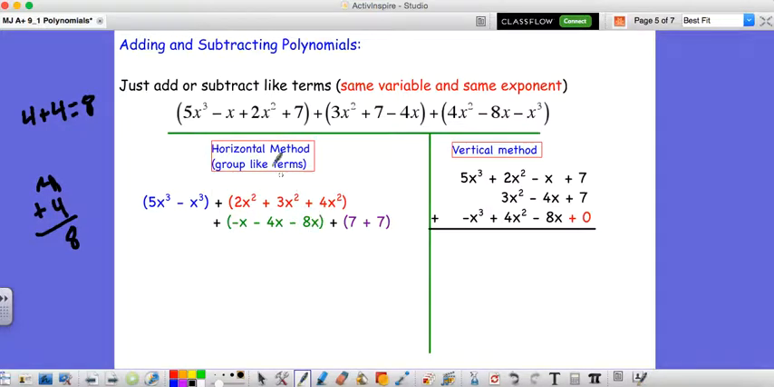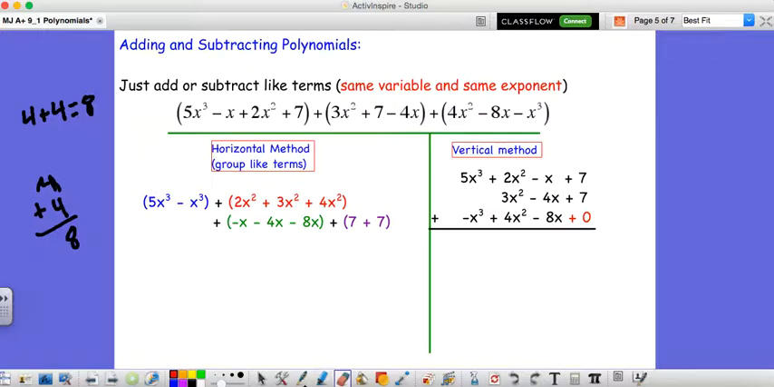We can only add our x pieces. You have negative x plus negative 4x plus negative 8x. You're only adding those like terms. And then you're only going to add your constant term, 7 plus 7, and then there's no constant term in our last piece that we're adding.